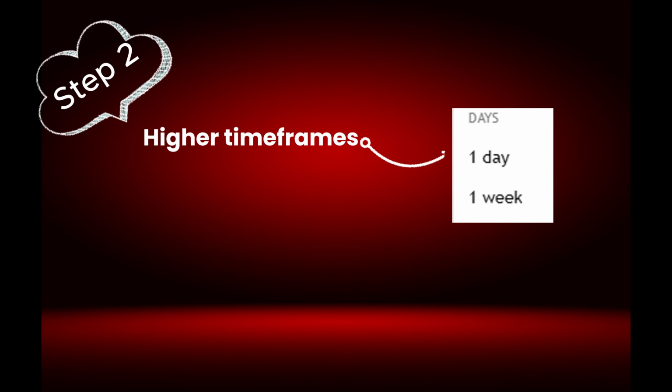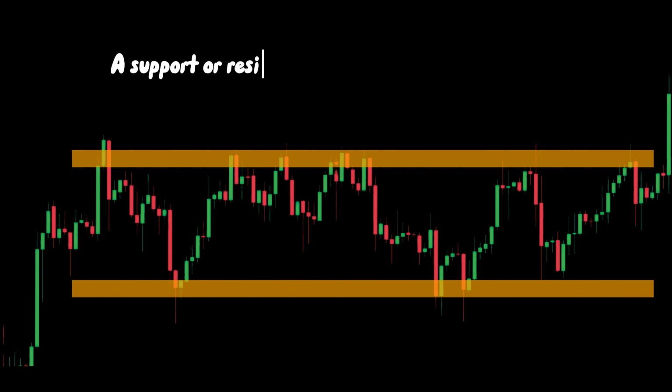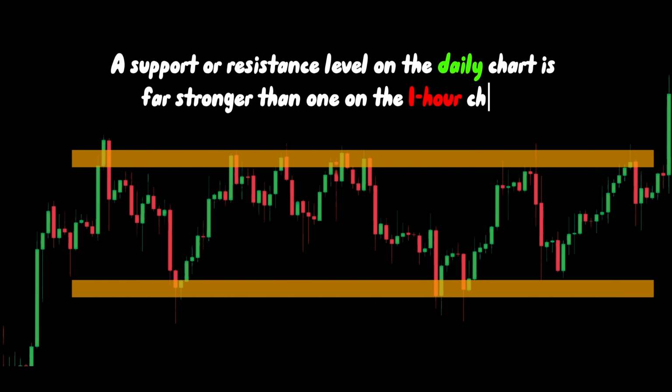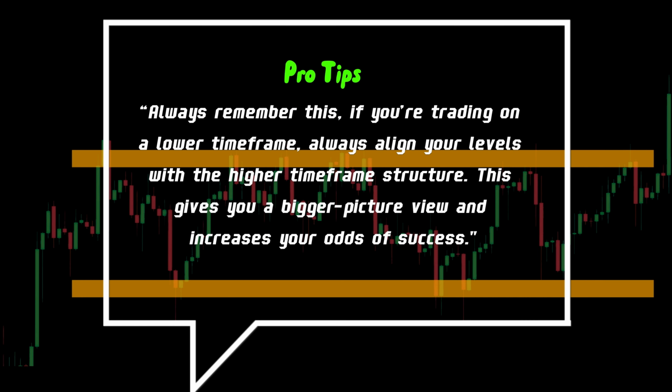Next, always check higher time frames, like the daily or weekly charts. Levels on higher time frames are more significant because they represent areas where big players are active. What it does mean is that a support or resistance level on the daily chart is far stronger than one on the 1-hour chart. These levels often act as major turning points for price. Always remember this: if you're trading on a lower time frame, always align your levels with the higher time frame structure. This gives you a bigger picture view and increases your odds of success.